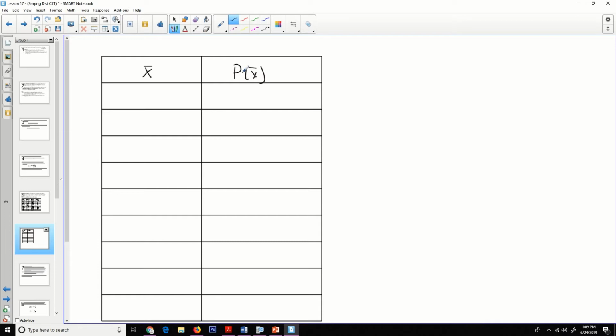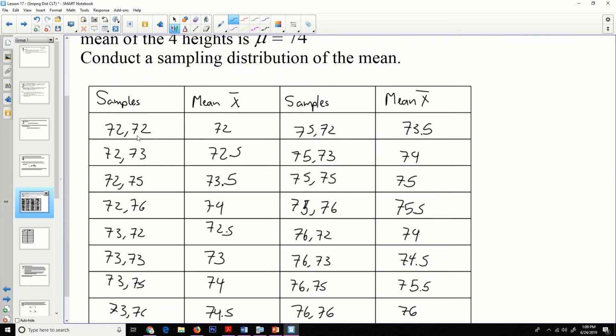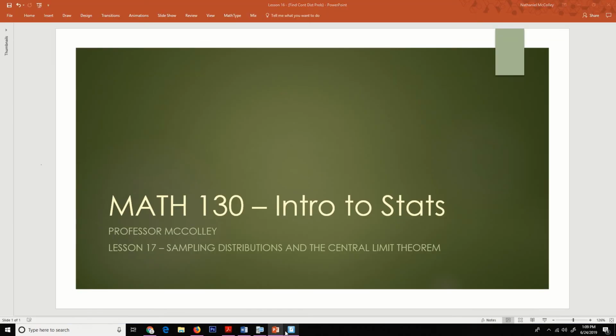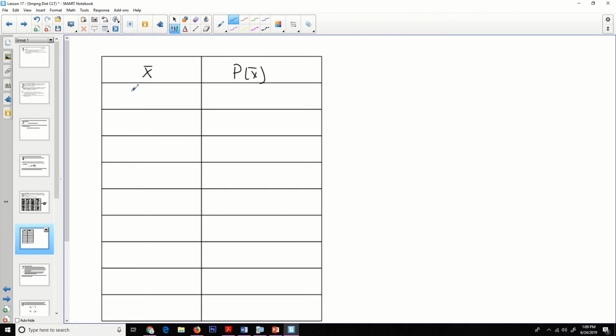All right, and remember, probability distribution is just the number of occurrences over the total number of possibilities. So here are my samples: 1, 2, 3, 4, 5, 6, 7, 8, 9, 10, 11, 12, 13, 14, 15, 16. So there are 16 different samples. All right. So the smallest sample mean that occurs is a 72. And so that occurs once out of the 16 possibilities.